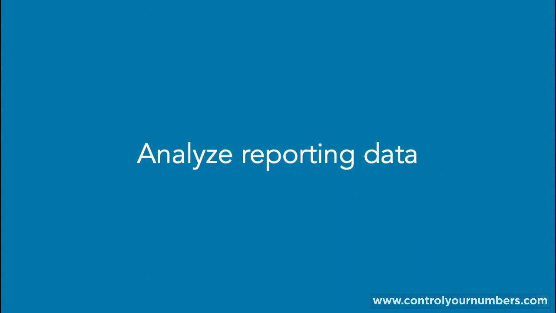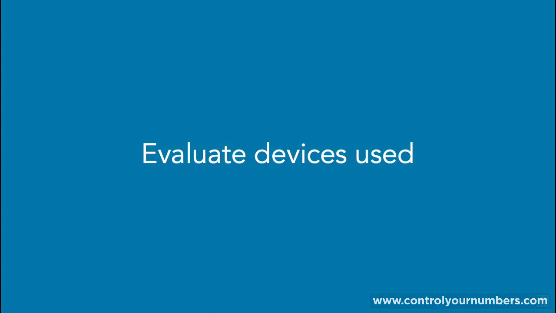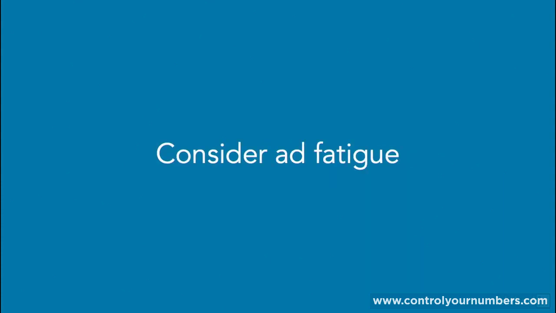By looking at your reporting data, you can identify trends as they relate to, say, a location. You might notice that visitors from Australia are converting better than those in the United States. If that's the case, shift your focus to Australia and start running new tests to identify what resonates better with the other audience. Next, take some time to evaluate the type of device being used. If a lot of your traffic is coming from mobile, ensure your ads are optimized for mobile and ensure your website is also mobile-friendly. Lastly, consider ad fatigue.